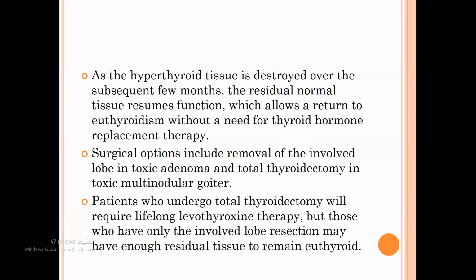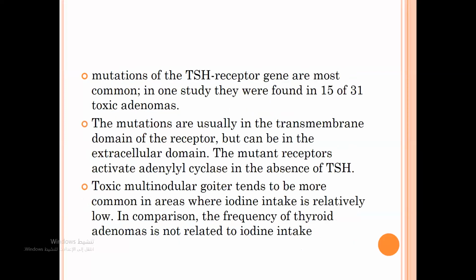Surgical options, as we mentioned before, include removal of the involved lobe in toxic adenoma and total thyroidectomy in toxic multinodular goiter. Patients who undergo total thyroidectomy will require lifelong levothyroxine therapy, but those who have only involved lobe resection may have enough residual thyroid function to work and to release thyroxine hormones. So assessment with thyroid function and monitoring is very essential.